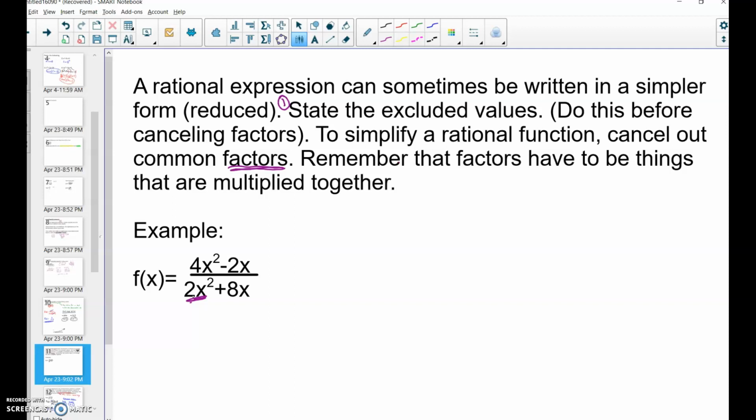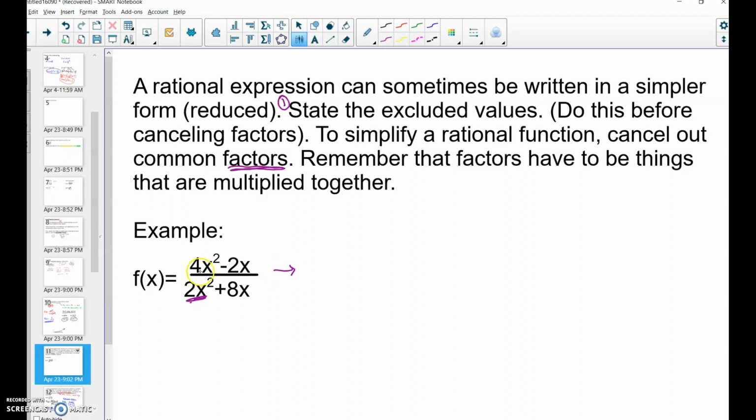Just like we did in the previous slide, if you write it in factored form by either taking out the greatest common factor, factoring with trinomials, difference of perfect squares, all of those options, that will help you to identify your excluded values, and that'll make it easier when we go to simplify. So we are going to go ahead and factor.